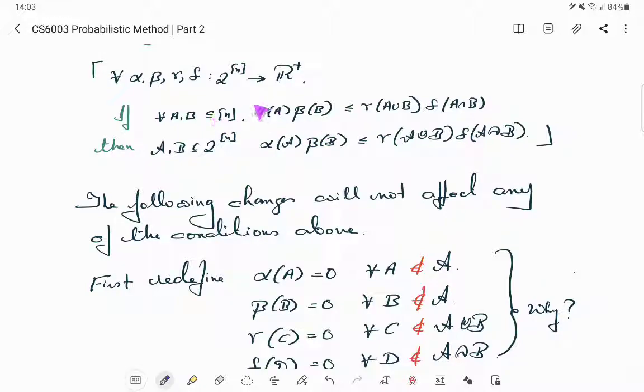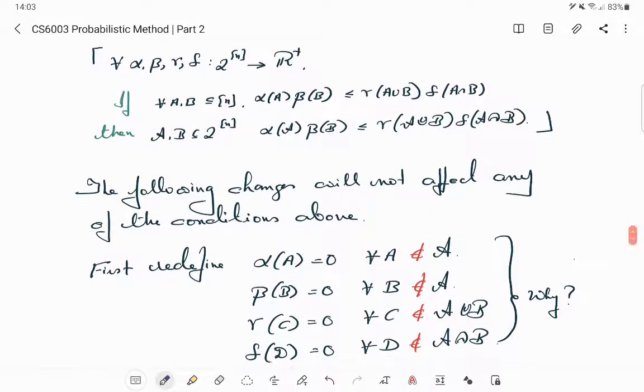So yeah, technically speaking, the premise applies to every A, but in the conclusion we are only using those A which are in script A. So by varying the value of alpha outside of the family script A, I may be changing something in the premise, but nothing changes in the conclusion.